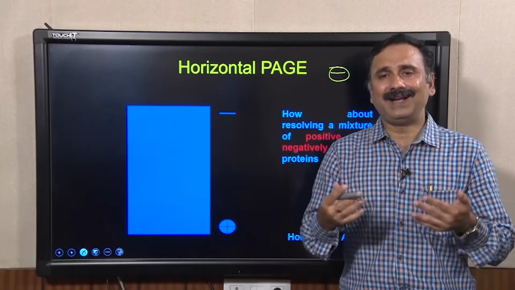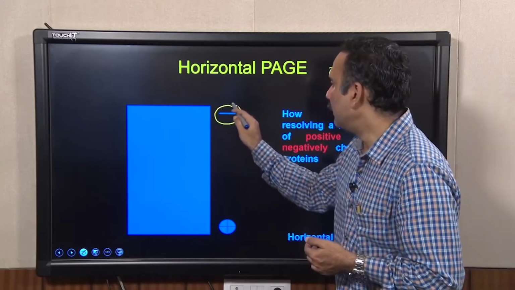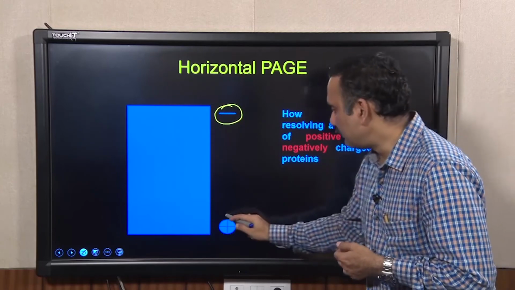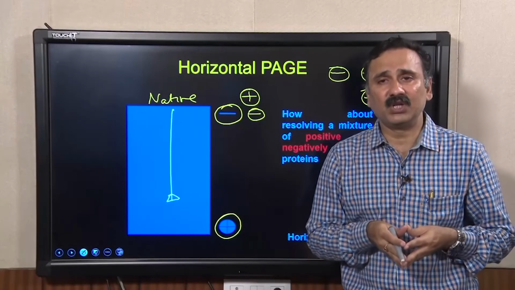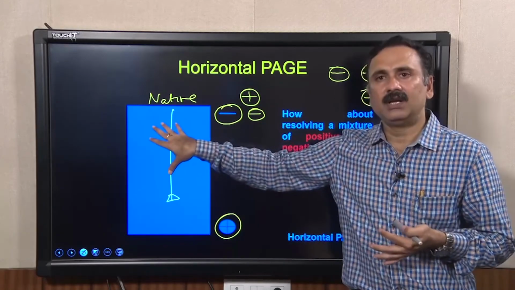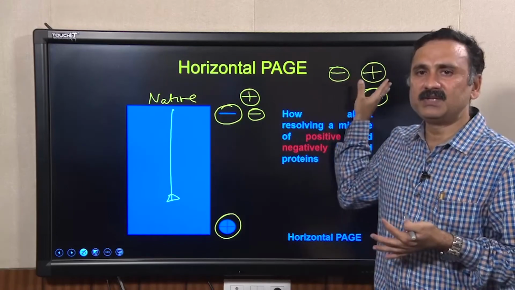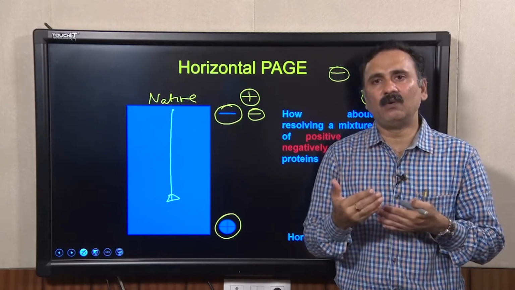but you know that the electrophoresis apparatus has a negative electrode at the top and the positive electrode at the bottom. But what will be the condition if you have a mixture with positively charged as well as negatively charged proteins? In that kind of complex mixture, you will not be able to utilize the native PAGE, because either the positively charged protein will run or the negatively charged protein runs, irrespective of the other.